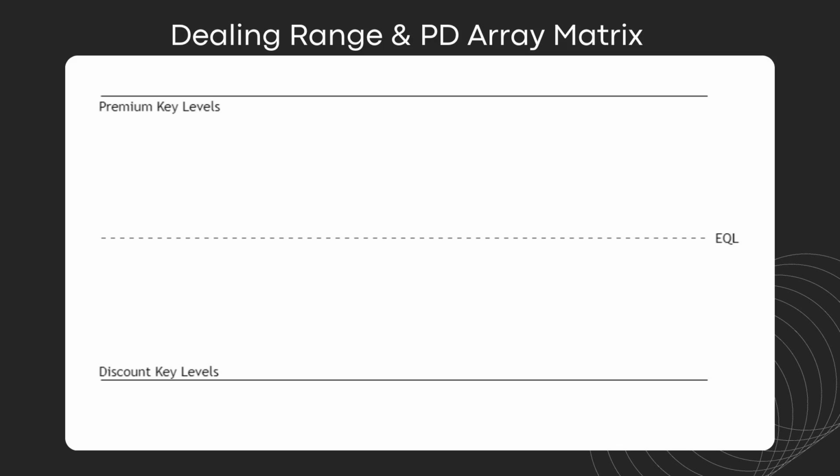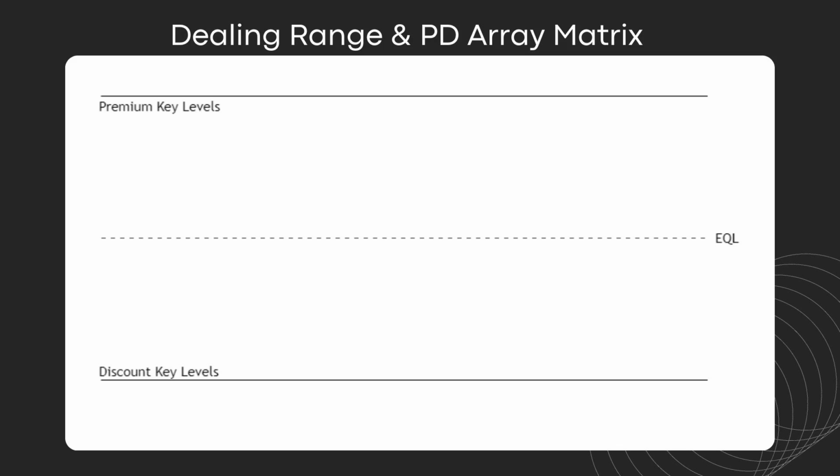Similarly, if the market structure and order flow is bearish, then our main focus would be on the key levels inside the premium regions instead of the ones that are in the discount. So now you can see that we've added a logical, objective filter to the key levels that we're going to be dealing with. That's why it's called a dealing range.